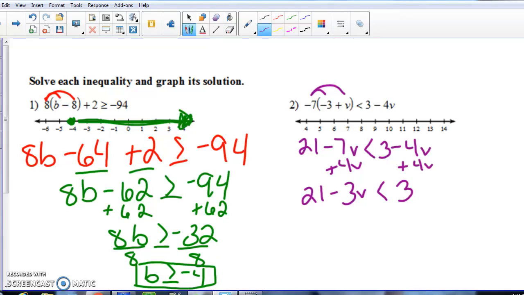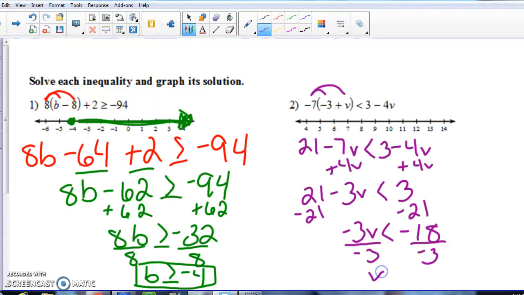Okay, now again, 2 more steps. That 21 I need to take to the right. It's positive, so I'm going to have to subtract it. So I have negative 3b is less than negative 18. That 3 in front of the b, or the negative 3, to get rid of it, I have to divide. Now, this is one of these tricky situations. Because I'm dividing by a negative 3, the number I'm actually dividing by is negative. That takes that inequality sign and flips it. So it's initially less than, it's going to turn to a greater than sign. So I get b is greater than positive 6.